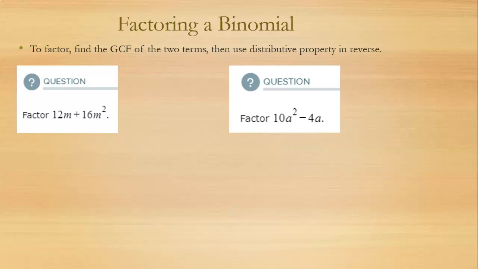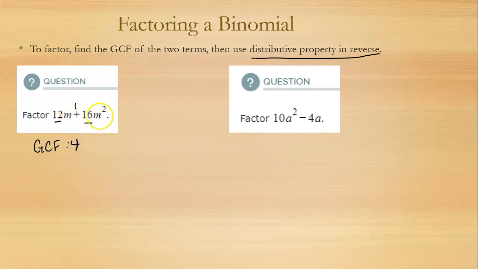Now, we're going to need that skill to actually factor. If I want to factor a binomial, I want to find the GCF of the two terms, and essentially I'm doing the distributive property in reverse. So first, let's look at 12 and 16. 12 and 16 are both divisible by 4. So the GCF is 4.